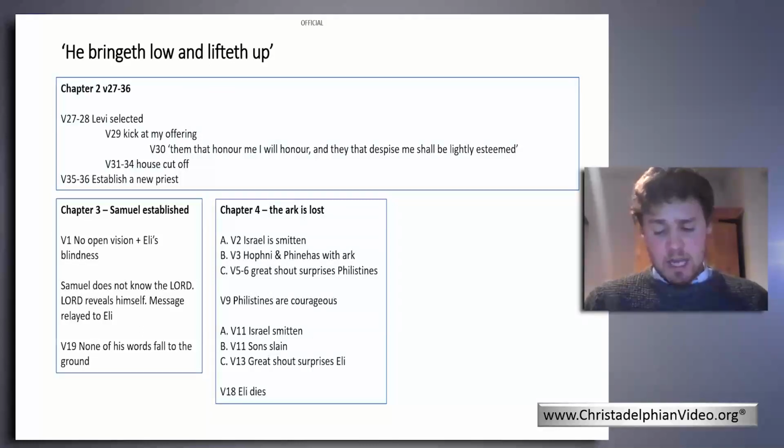And Eli accepts the warning, or it's more than a warning. It's a condemnation, isn't it? It's a foretelling of what's going to happen to Eli and his family. And Eli accepts it in verse 18.